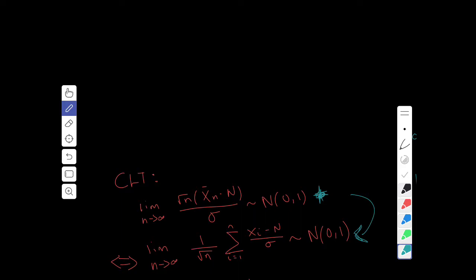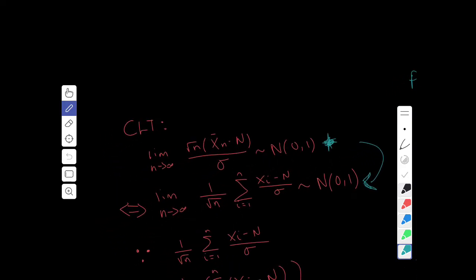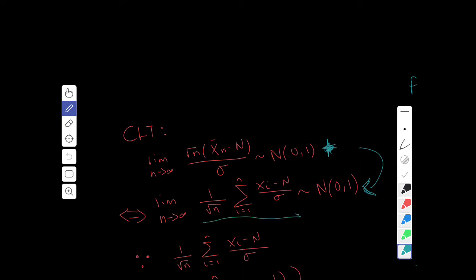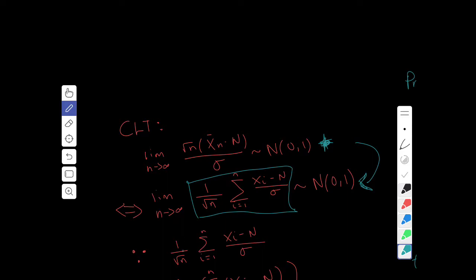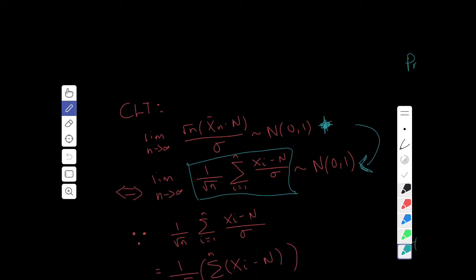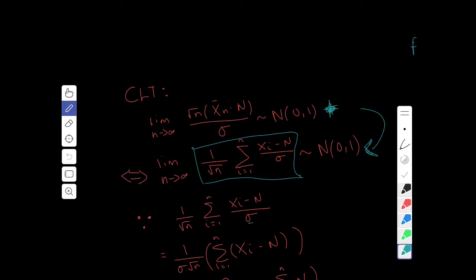So why is this statement true? Well, we can look at this little value over here, right? And we can see that it's 1 over square root of n, and then we're summing up all of these, whatever we want to call them. You can call it a standardized random variable. You're subtracting the mean and you're dividing by the standard deviation. So if we do that, we can say, okay, cool, this sigma over here comes out as a constant, and then we're just left with the sum of xi minus mu.